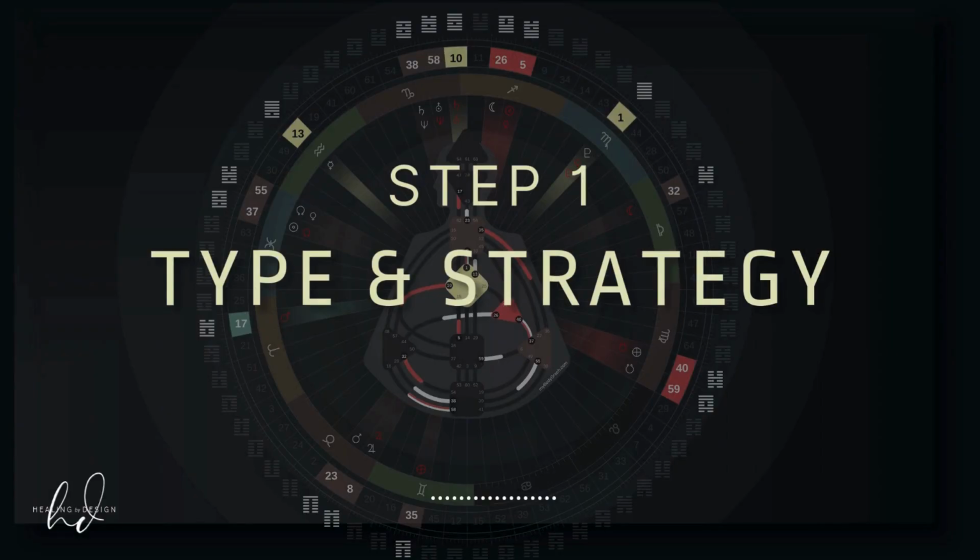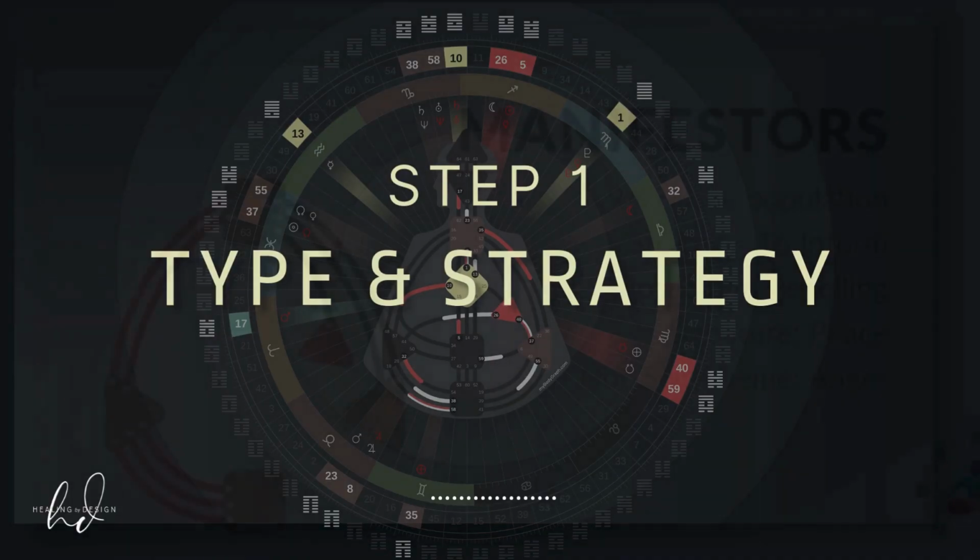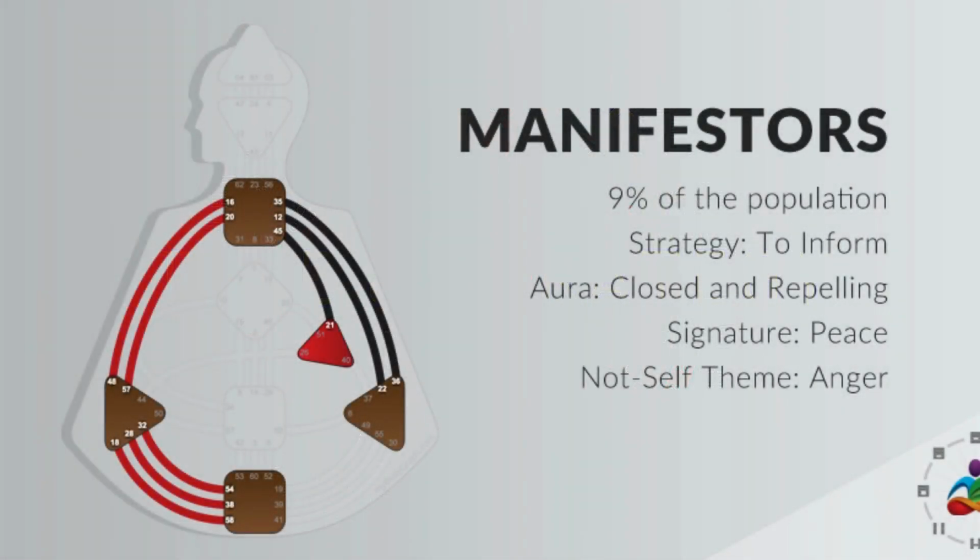Step 1 is discovering your type and strategy, which reveals your strategy, the first step to making correct decisions, how your aura functions and how you impact others, and your signature or not-self themes, which tell you if your life is moving in the right direction.